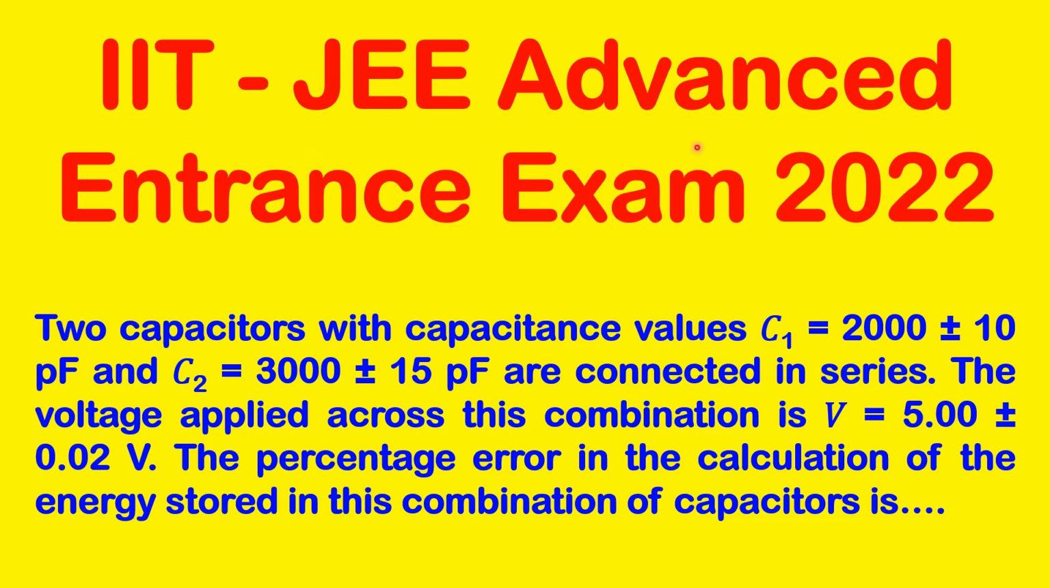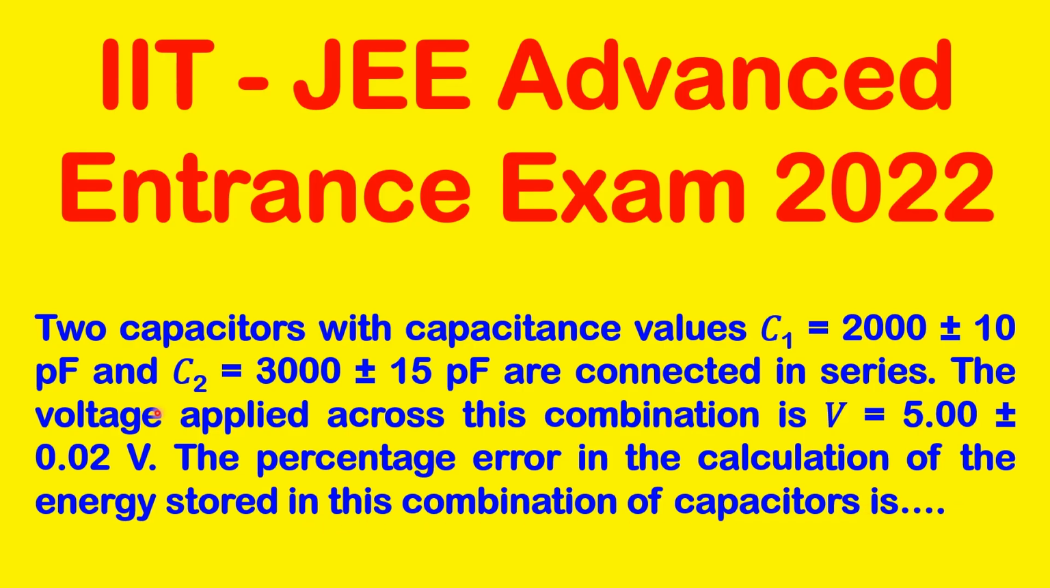So this question was asked in the IIT JEE Advanced Entrance Exam 2022, basically in the physics section. The question is: two capacitors with capacitance values C1 is equal to 2000 plus or minus 10 picofarad and C2 is equal to 3000 plus or minus 15 picofarad are connected in series. The voltage applied across this combination is V is equal to 5 plus or minus 0.02 volt. The percentage error in the calculation of the energy stored in this combination of capacitors is dash.